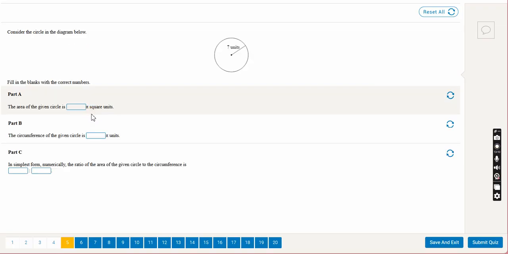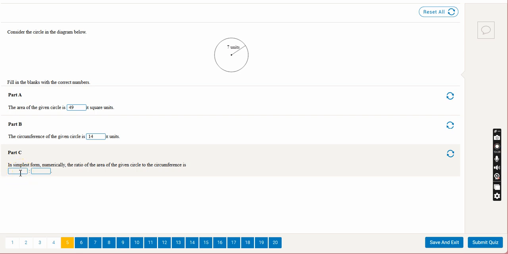Here, the area of a given circle is, now again, you're just going to follow the formula, pi r square, right? So what did you get here? 49. The next one, circumference, 2 pi r. So what is 2 pi r? 14. The next one is the simplest form, the ratio of area to the given circumference. So area is what? 49. Now be careful, write the area first, okay? Because they've specified the ratio of area to circumference. So area is 49 to circumference 14. Simplify them. What do you get? 7 and 2.